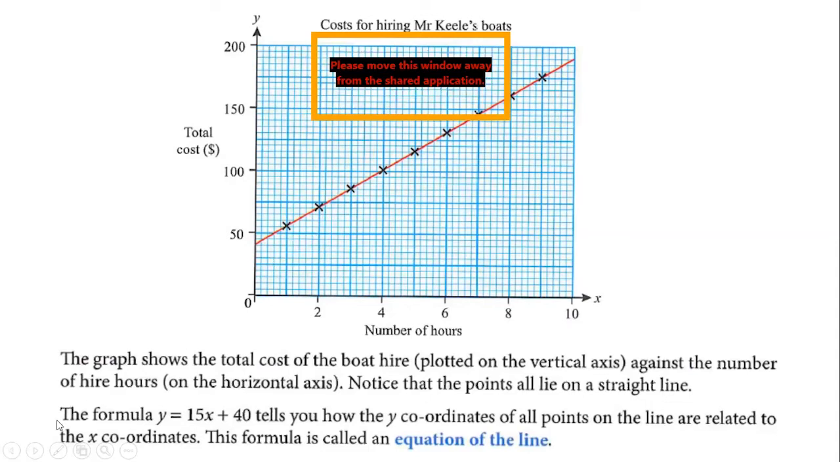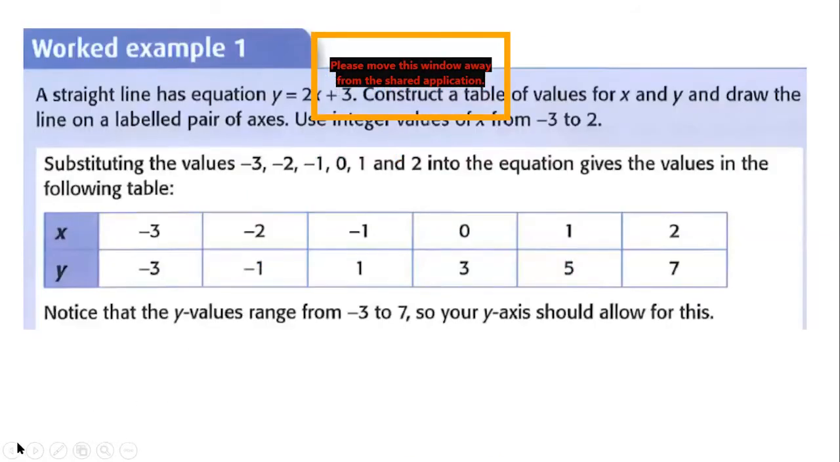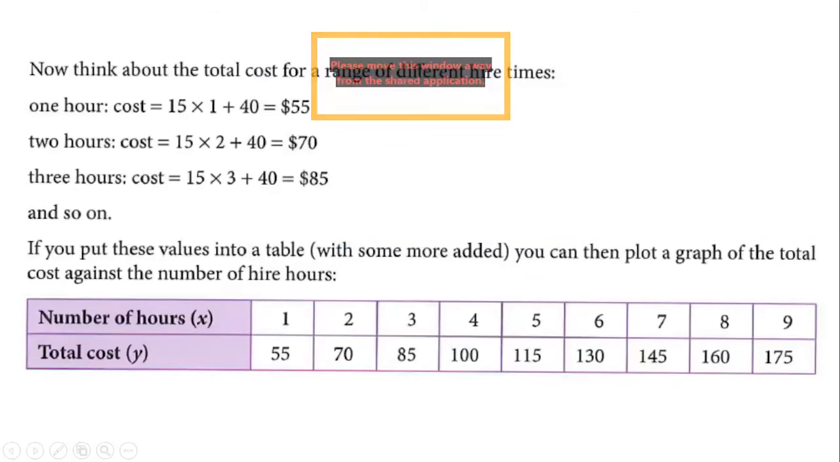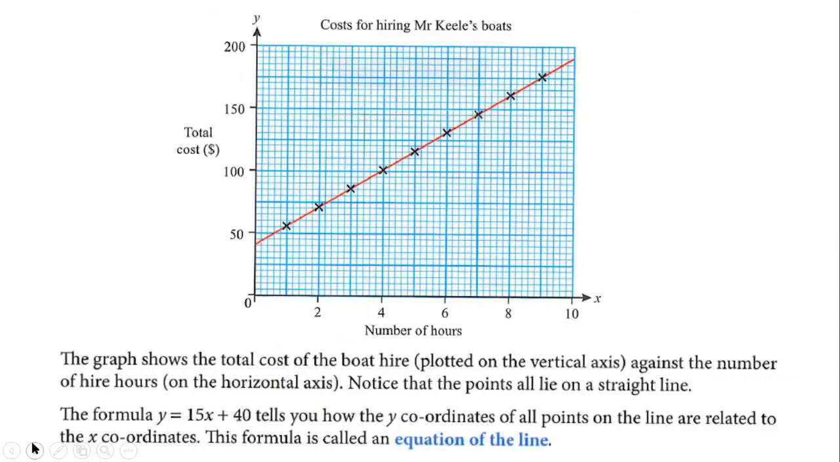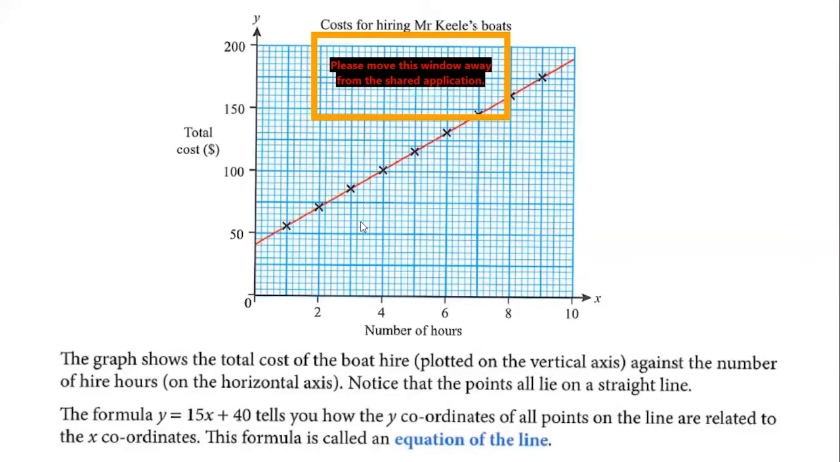And even if you find other values in this table which are after 9, so find for 10, 11, 12, and whatever other natural numbers that follow, you will find other points in this part which will be again on the same straight line, this red line. Okay, so what is it? We notice that the graph of this kind of equation, y equals 15x plus 40, is a straight line, okay? And this formula represents the equation of the line.